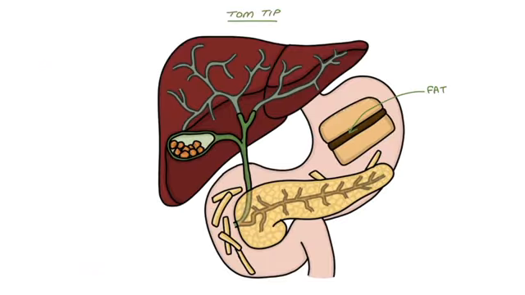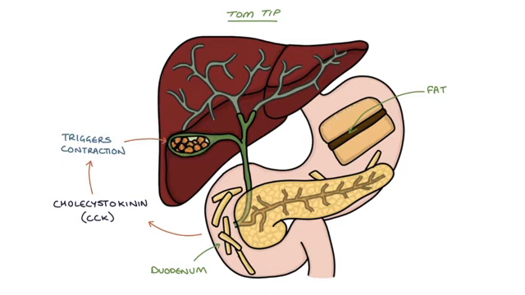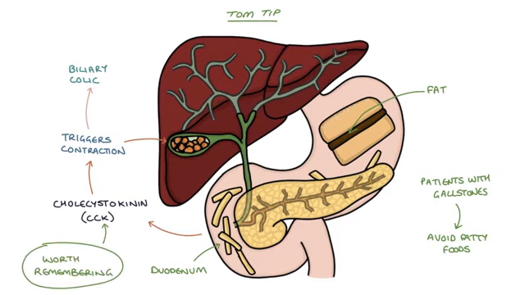A Tom tip for you. Fat entering the digestive system causes a chemical called cholecystokinin, or CCK, to be secreted from the duodenum. Cholecystokinin triggers contraction of the gallbladder, which leads to biliary colic. Patients with gallstones and biliary colic are advised to avoid fatty foods to prevent CCK release and gallbladder contraction. Exam questions may test this mechanism, so it's worth remembering, particularly the link with the chemical cholecystokinin.